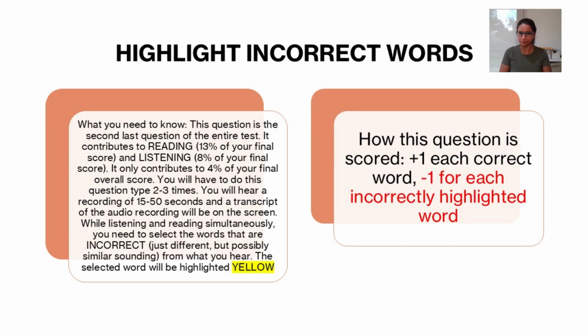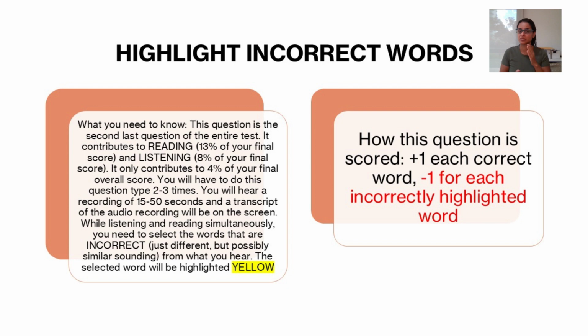What will you hear? You will hear a recording of 15 to 50 seconds, and the matching transcript will be on the screen in front of you. While listening and reading simultaneously, you need to select the words that are incorrect. A lot of the time, they sound very similar. Instead of saying person, they'll say proportion. Okay, sometimes they could even change the grammar. It could be animated instead of animate. Okay, or animation, right? So they sound quite similar, but they are definitely different.